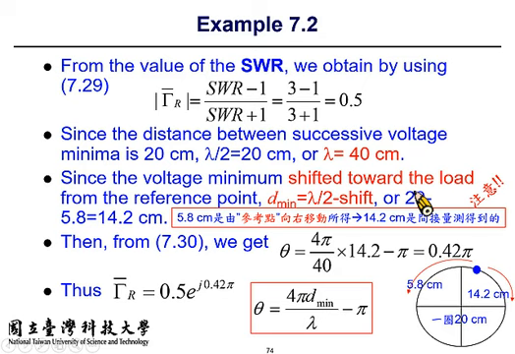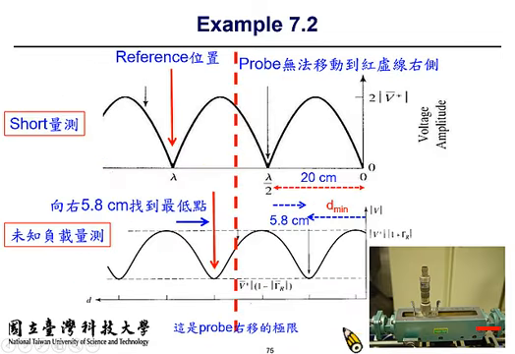So once you put it into the equation, you find that the theta value of your load is about 0.42 pi. So you can write up the reflection coefficient of the termination according to the gamma magnitude and the gamma angle, which is 0.5 times exponential j 0.42 pi. All right. So the theta value is found this way.